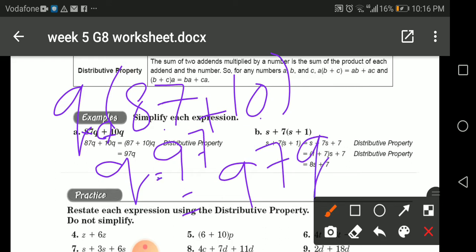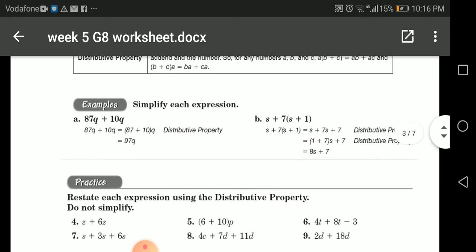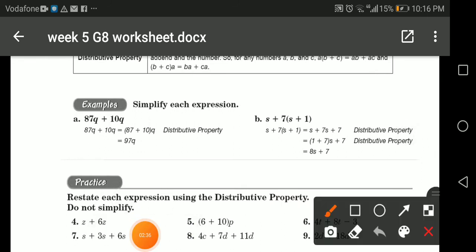Between them we have a hidden multiplication. I can say 97q, and this is in the simplest form.